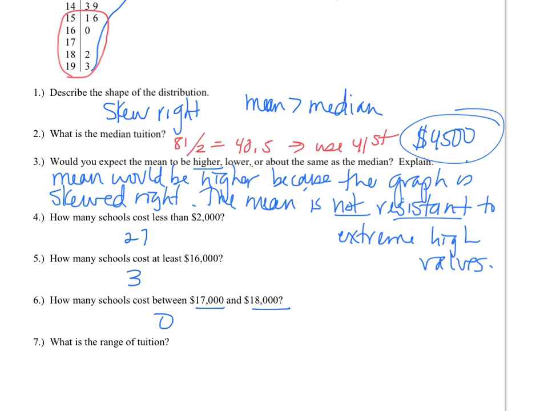And then the range of tuition is the high score, 19,300, minus our low score, 1,300, which gives us $18,000.